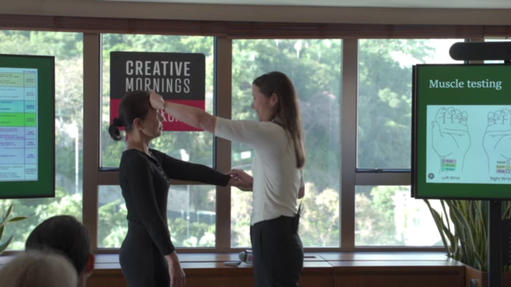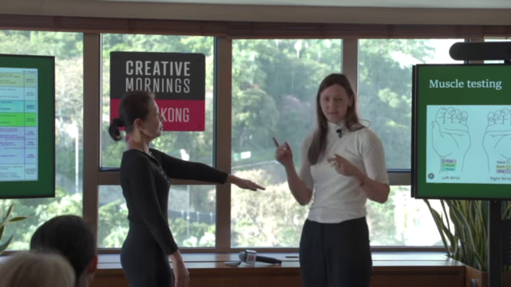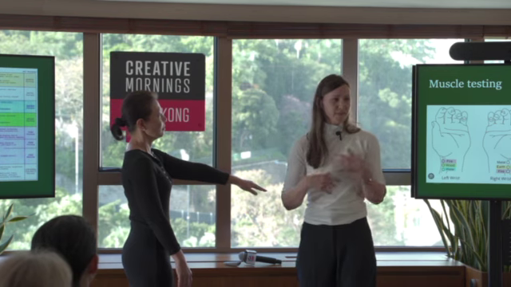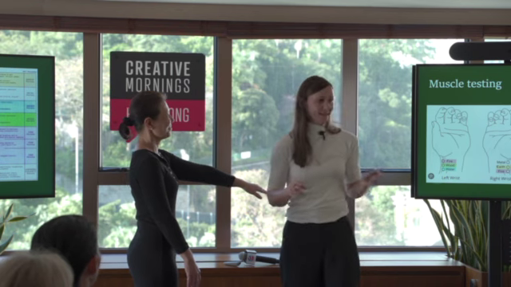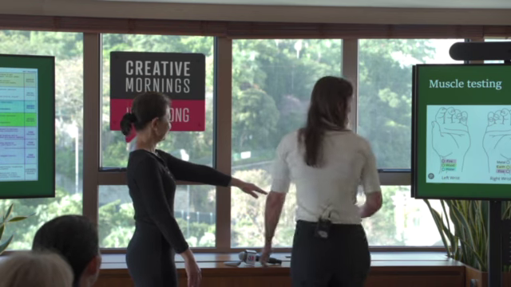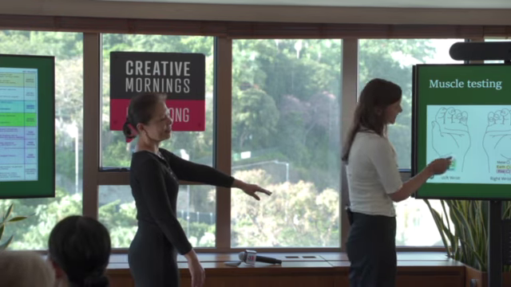Hold strong. Okay, so in this test, if there's a difference, then you know there's an emotional component of the structural pain. And that's how easy it is. And then what you can see here is there's a representation of each of the meridians on the wrist.